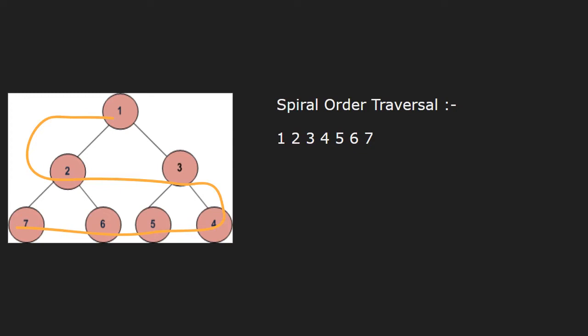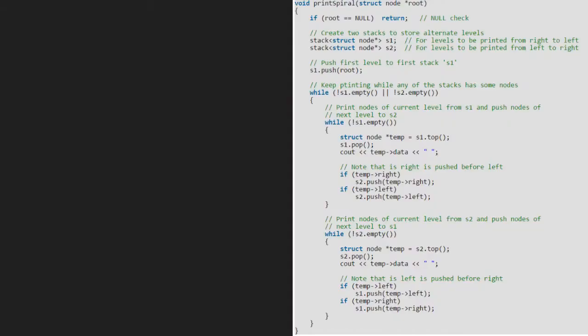Now, let us see the algorithm which will assist us in printing in a spiral fashion. The idea is to use two stacks. We can use one stack for printing from left to right and the other stack for printing from right to left. In every iteration, we have nodes of one level in one of the stacks. We print the nodes and push nodes of next level in the other stack. Let us also have a sample tree to test our algorithm.